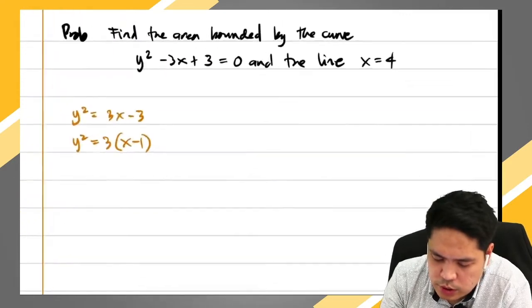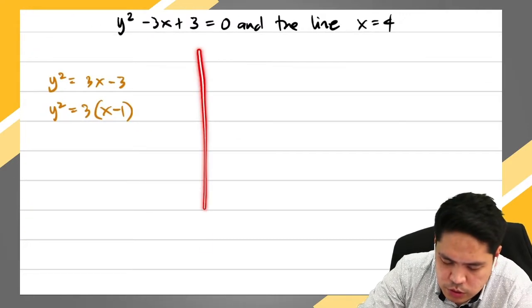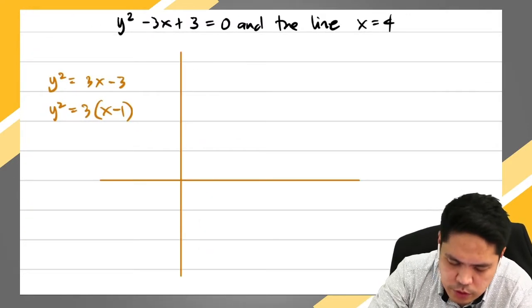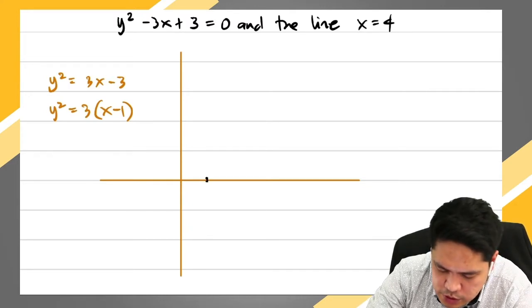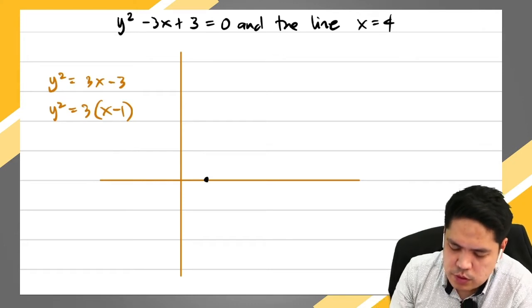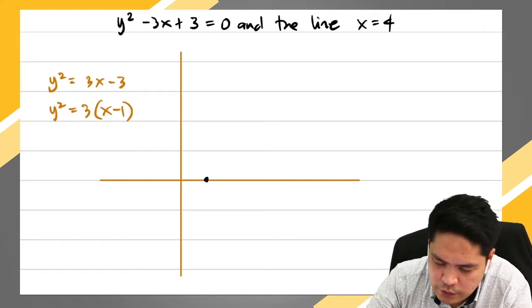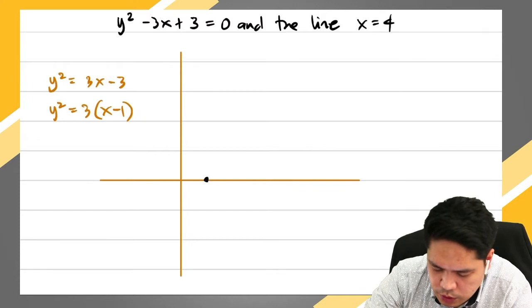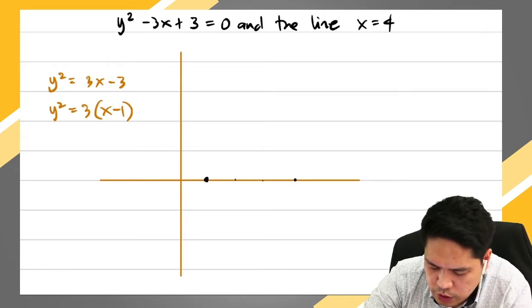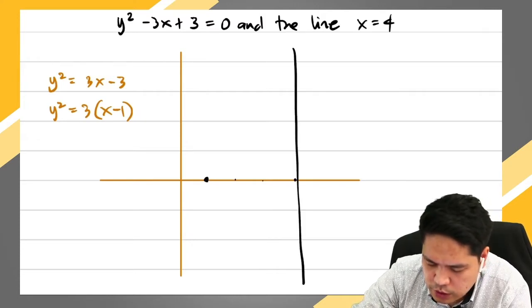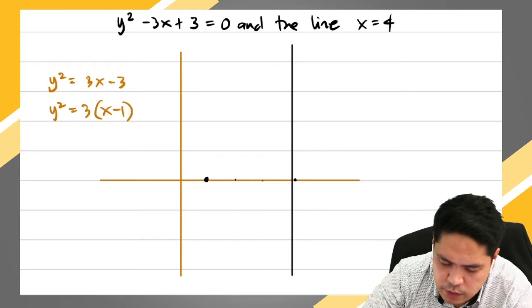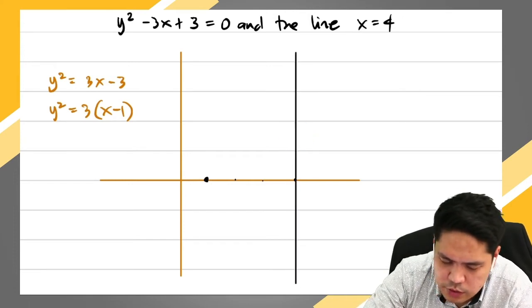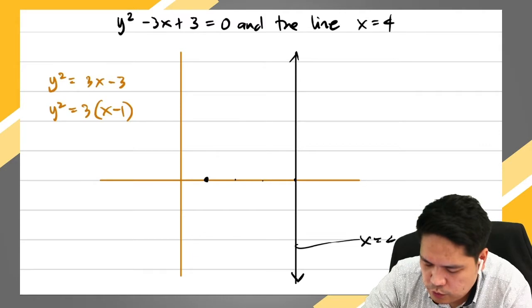Okay, then if we graph this now, that would look like this. So the vertex is at 1, 0. So let's say this is 1 unit from the x-axis. Then we have a line x is equal to 4. So that would be 1, 2, 3, 4 right here. So let's draw a vertical line right there. So this is now the line x is equal to 4.